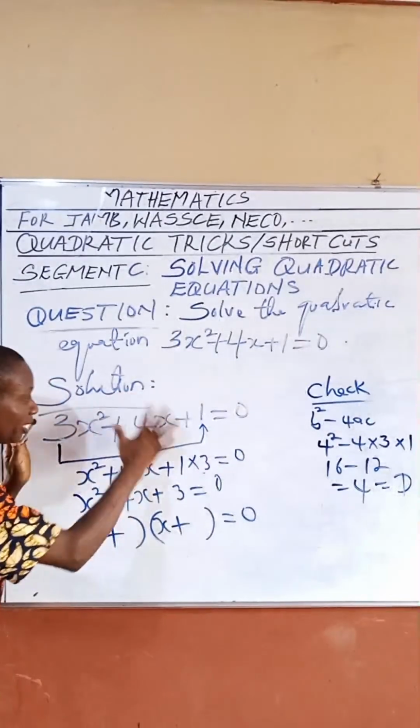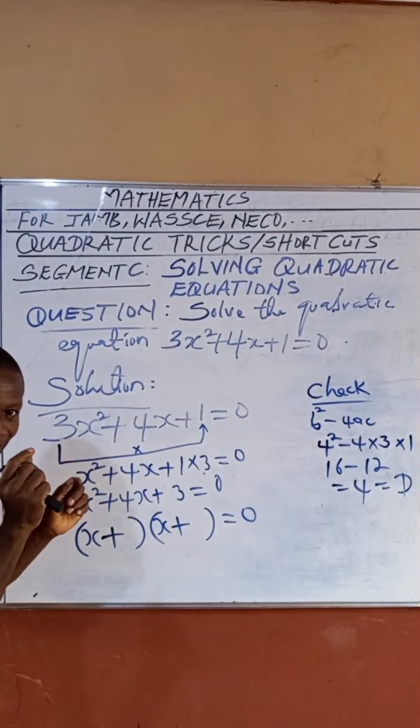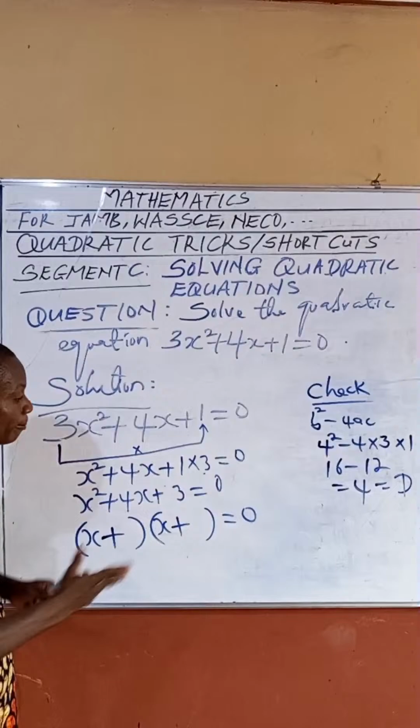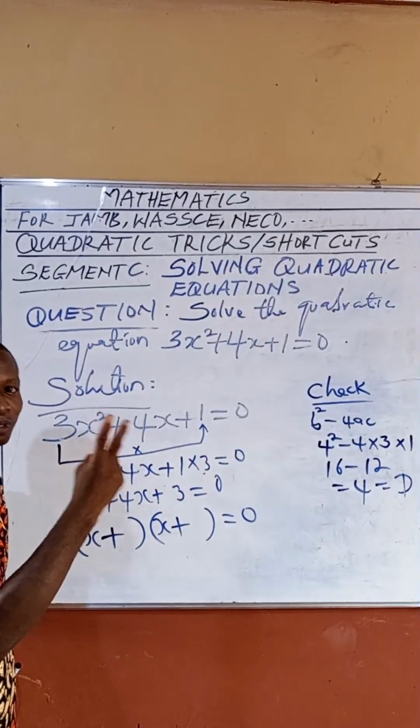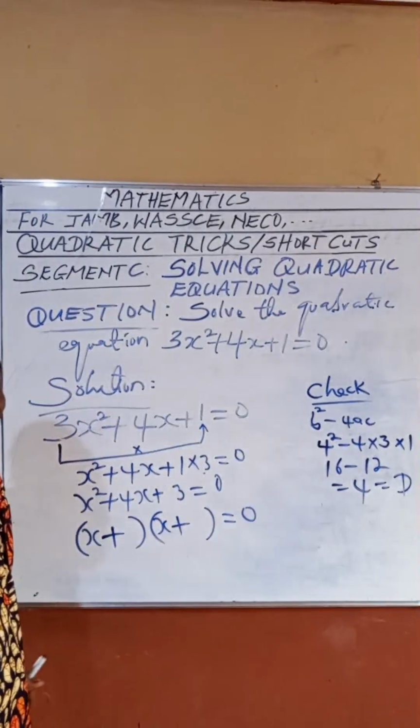Do you know the beautiful thing about this? 3 is a prime number, like 5 and 2. Prime numbers always have only 2 factors. So just take the 2 factors and put them here. That is it.